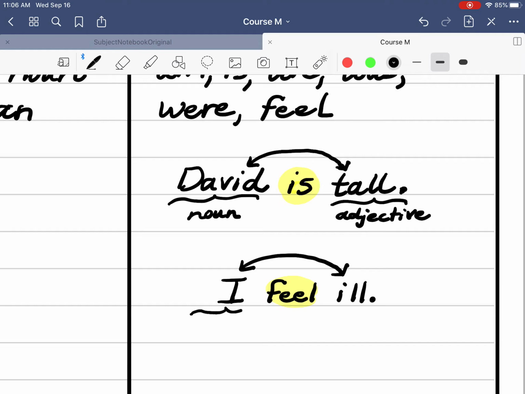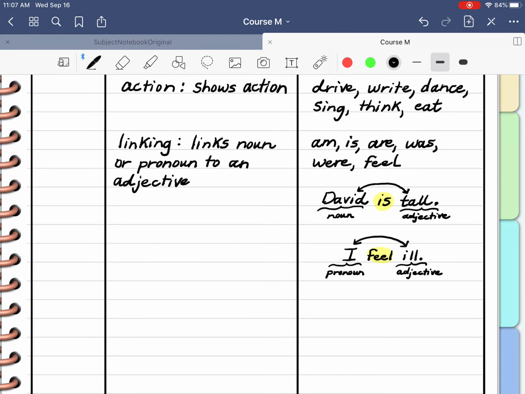So I is a pronoun, but that's okay. Remember, pronouns take the place of nouns. Ill tells me how I'm feeling, or it describes me. Adjective. I feel ill. The linking verb is holding that pronoun to that adjective. Very common pattern in English.